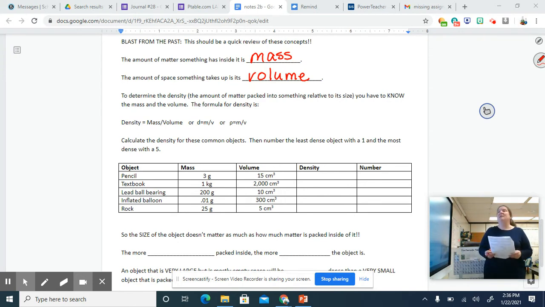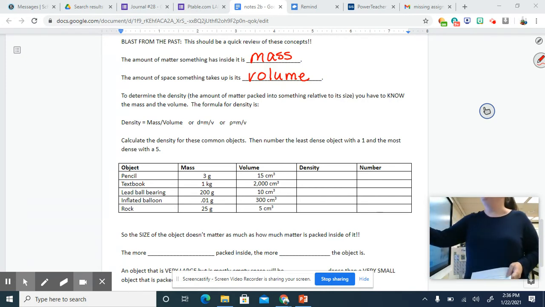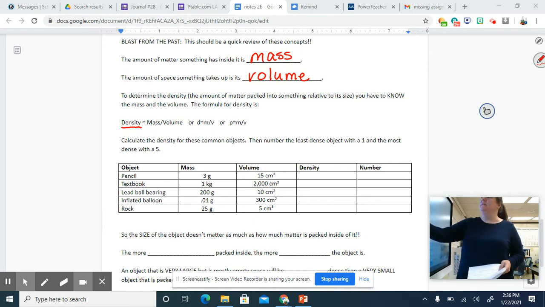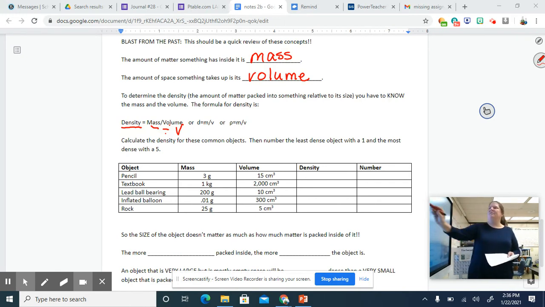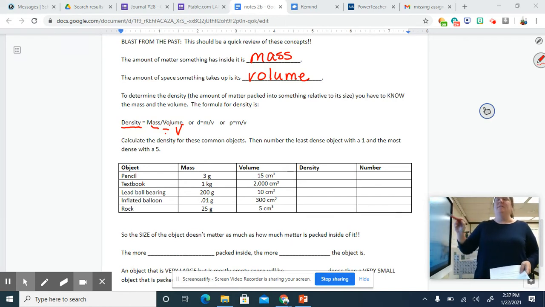All right, so to determine density, the amount of matter packed into something relative to its size, you have to know the mass and the volume. So the density formula is density equals mass divided by volume. And there are different ways that you can write this, including this special character rho. That's called a rho, and I believe it is Greek. It's just a fancy letter that means the same thing, density. All right, let's go on to the next thing. We are going to calculate the density of some of these common objects. So get your calculator if you need it.